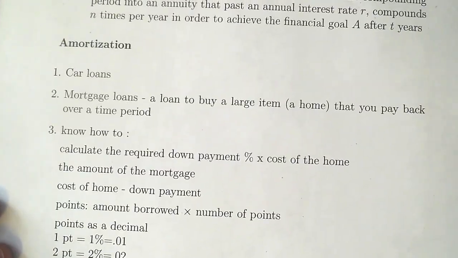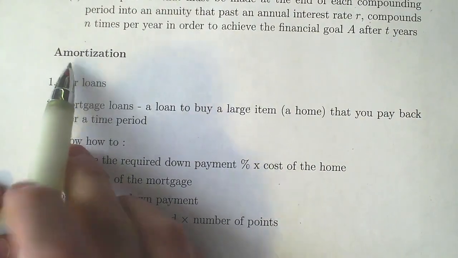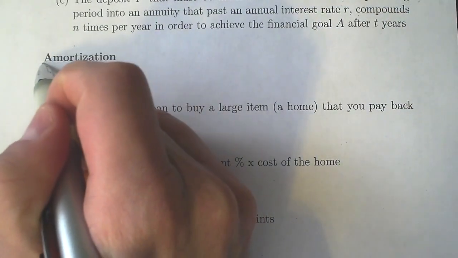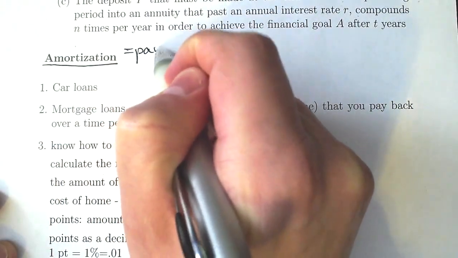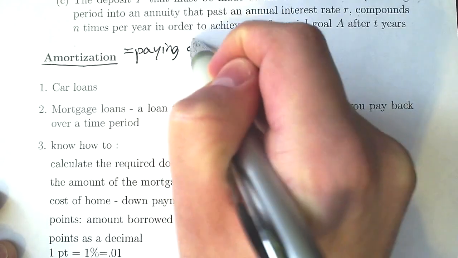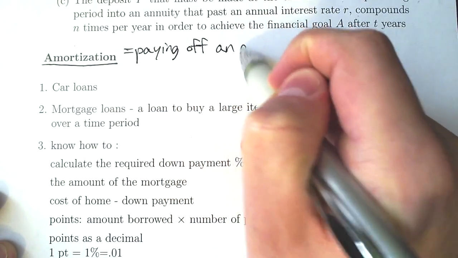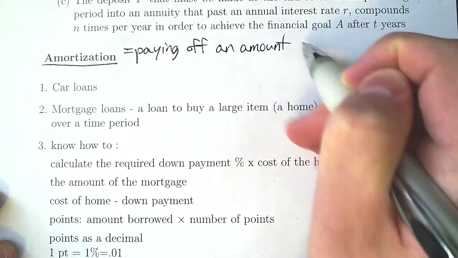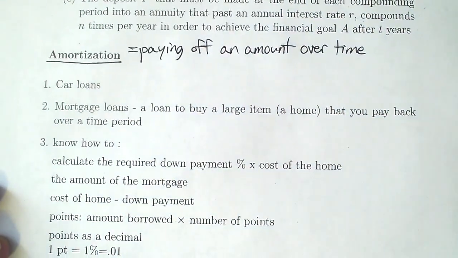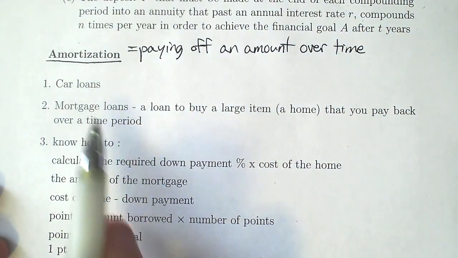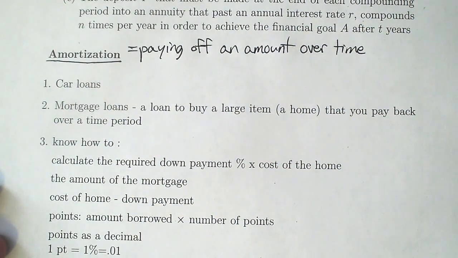Next page, there's this word. I just want to point out that we might not have said this much, but this just means paying off an amount over time. That's all it means. So we're talking about things like car loans, mortgage loans, could be a student loan.